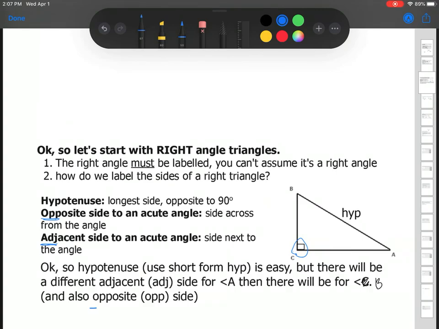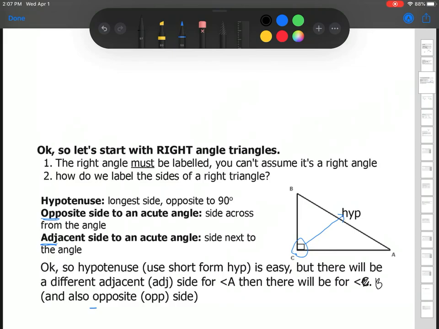So last year you should have talked about the hypotenuse, which is the side across from, or opposite to, the 90 degrees, which is the longest side. We're going to continue using that name. But then the other two sides, we're going to call them something a little bit different. So we're going to talk about the opposite side and the adjacent side.